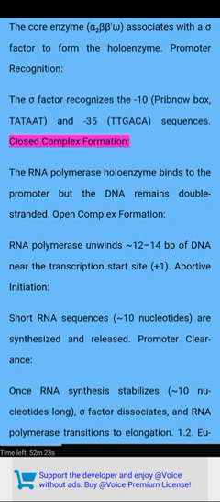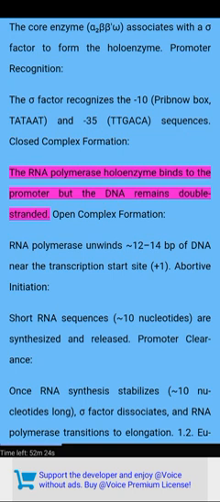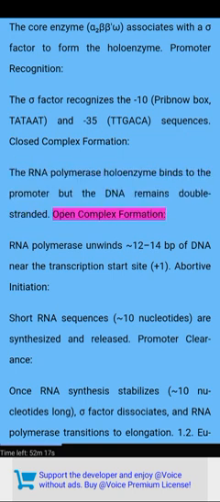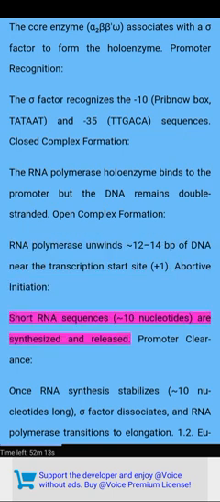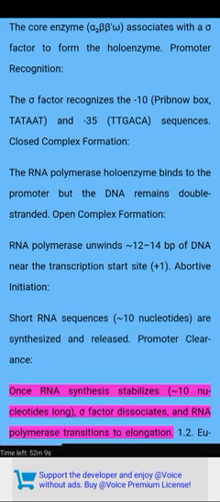Closed complex formation: the RNA polymerase holoenzyme binds to the promoter but the DNA remains double-stranded. Open complex formation: RNA polymerase unwinds approximately 12 to 14 bp of DNA near the transcription start site, +1. Abortive initiation: short RNA sequences, approximately 10 nucleotides, are synthesized and released. Promoter clearance: once RNA synthesis stabilizes, approximately 10 nucleotides long, the sigma factor dissociates and RNA polymerase transitions to elongation.